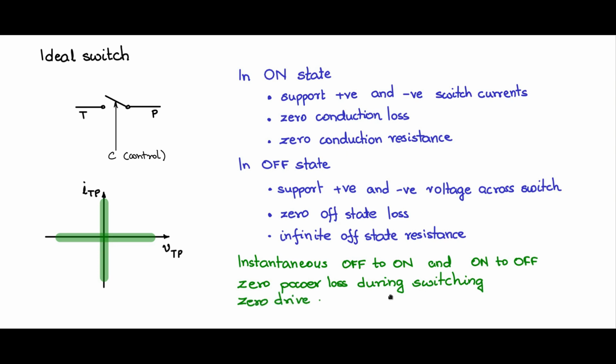Then this also implies that the drive circuits to drive this control pin of the single pole single throw switch will have zero drive power requirement. So therefore only the information signal is sufficient to be given to the C pin to switch the switch on and off. So these are some of the classic features of an ideal switch.